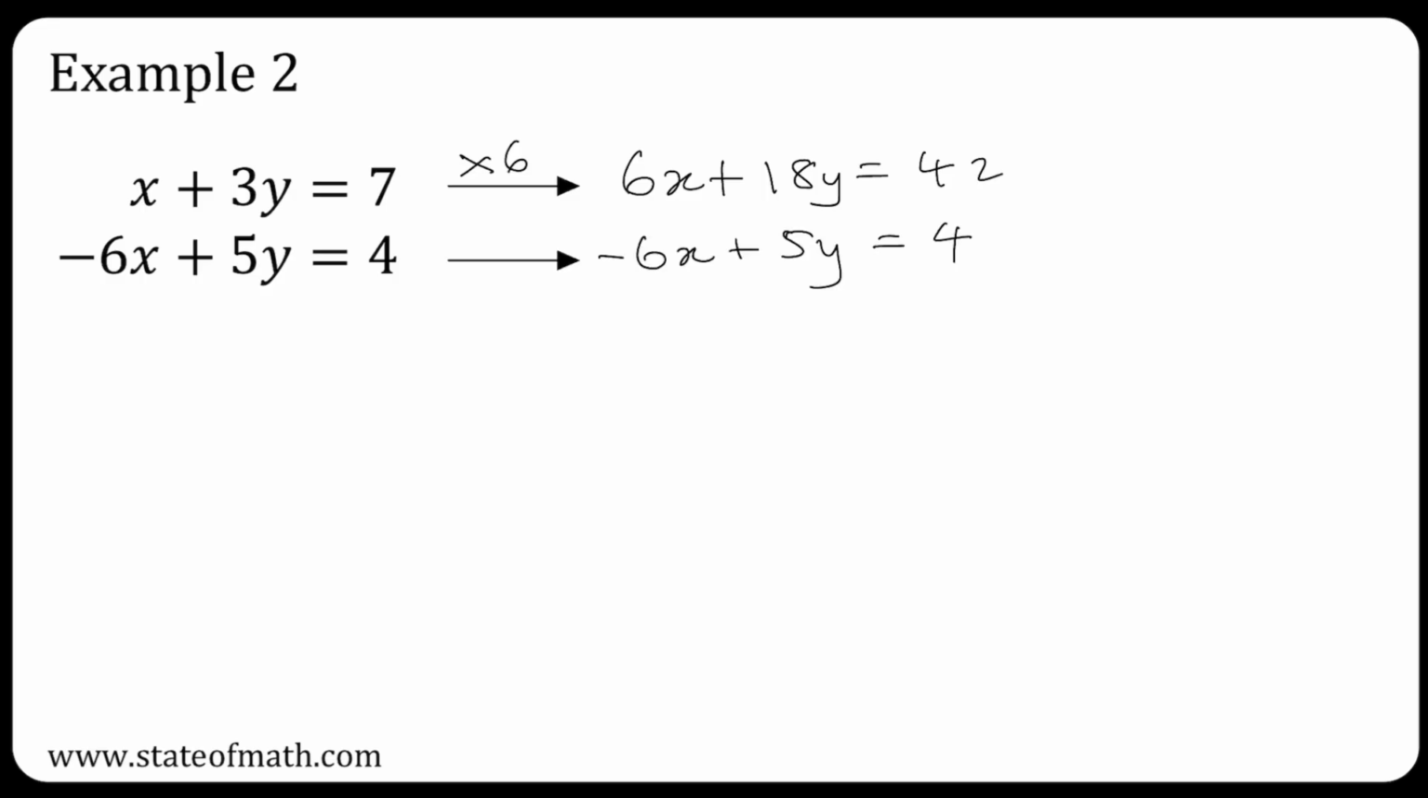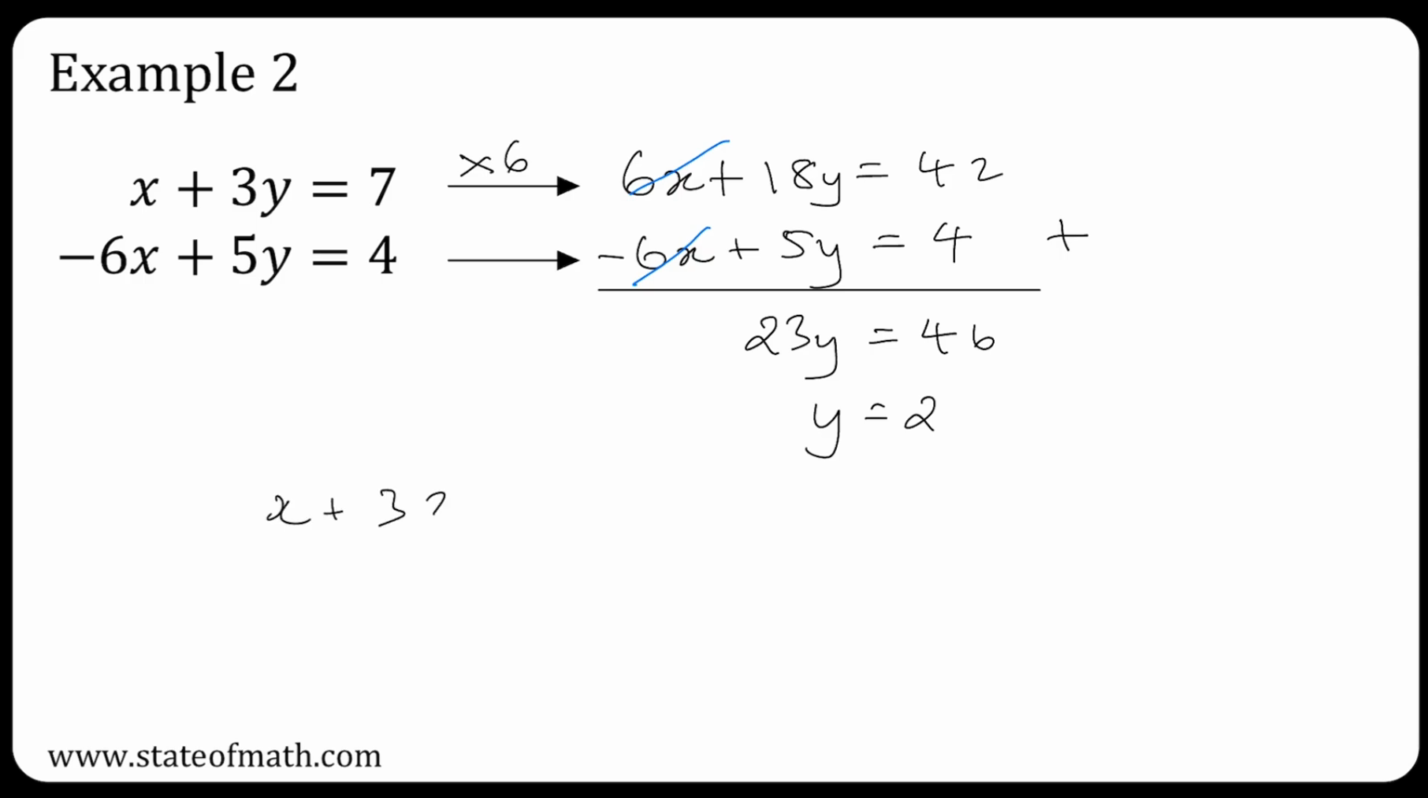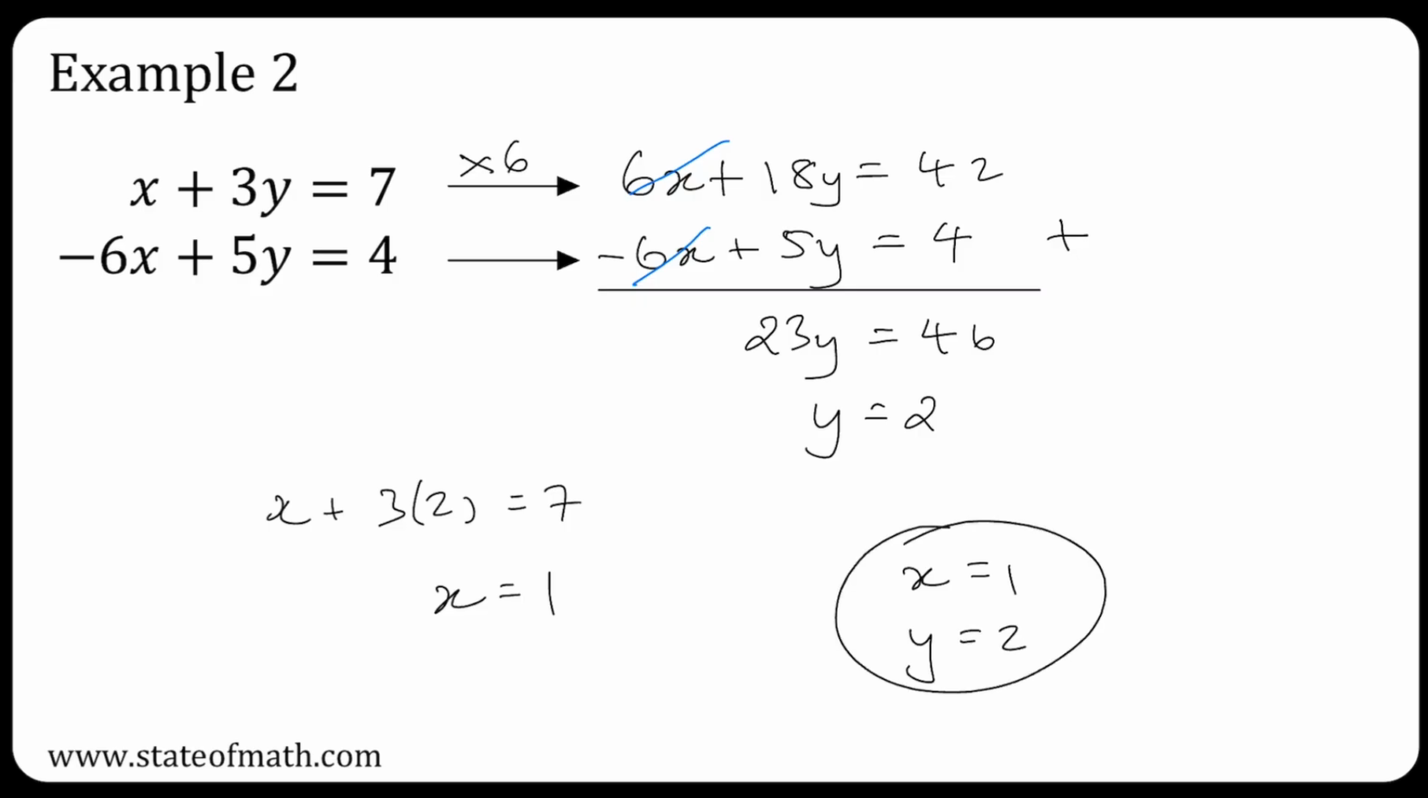And as before, I will add the two equations. The 6x and the minus 6x will cancel out. On the left, I'll get 23y, and on the right, I'll get 46. So y is equal to 2. I will substitute this into the first equation, although the second one will do as well. So x plus 3 times 2 equals 7. x comes out to be 1. So final solution, x equals 1, y is equal to 2.